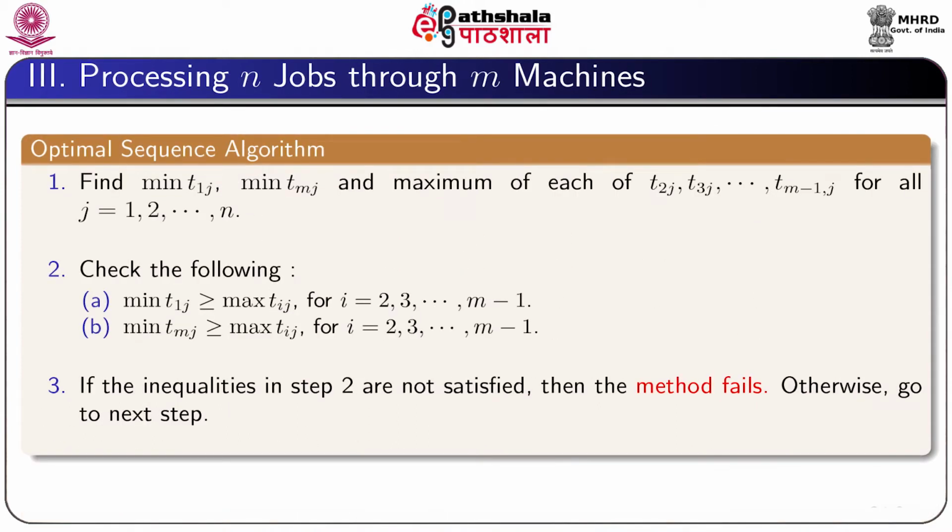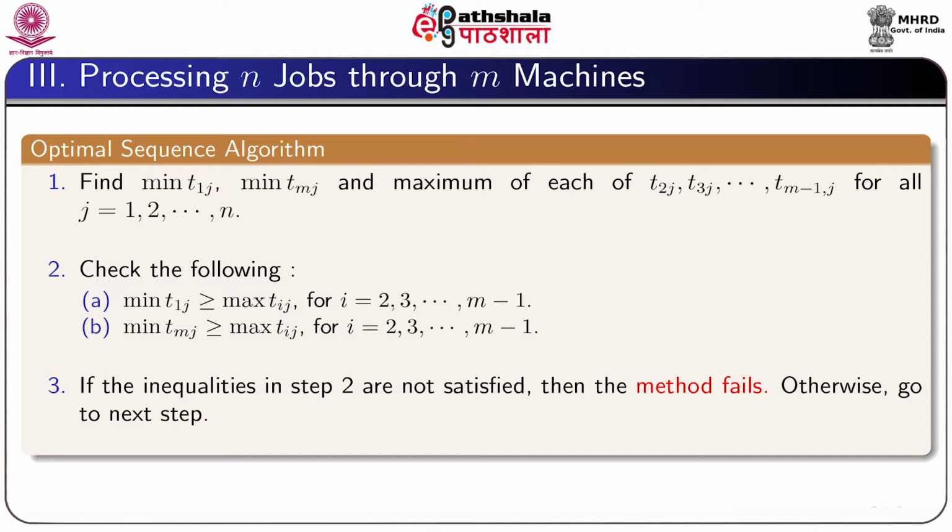Now, we develop an optimal sequence algorithm by which we will try to solve this problem. In step 1, we will find the minimum of T1j, the minimum of Tmj, and the maximum of each of T2j, T3j and up to Tm minus 1j for all j equal to 1 up to n.